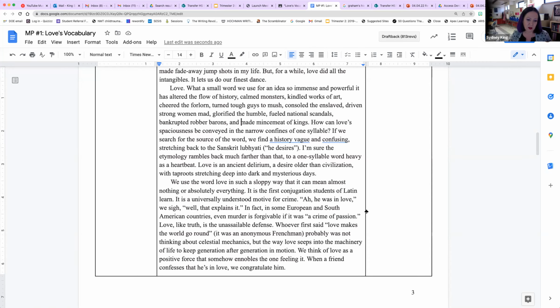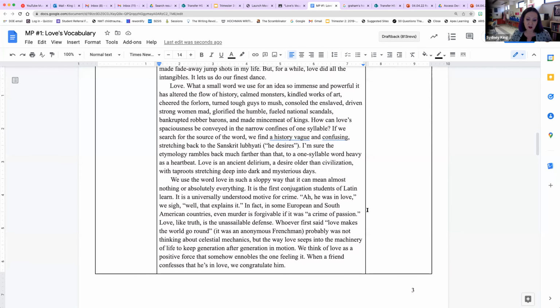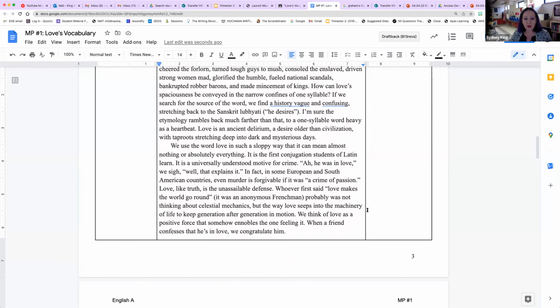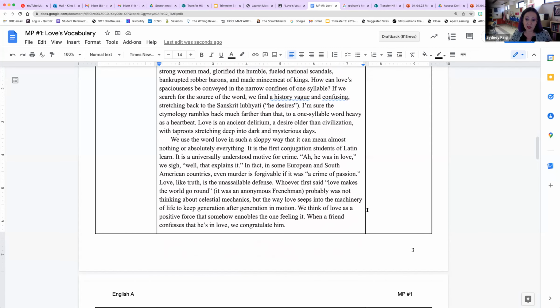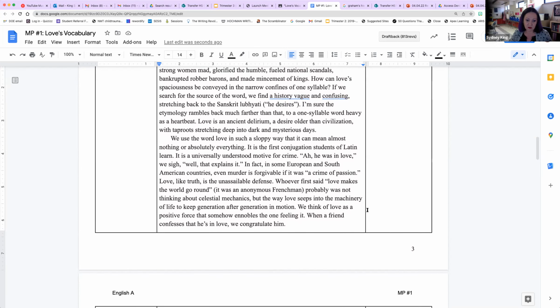I'm sure the etymology rambles back much farther than that to a one-syllable word heavy as a heartbeat. Love is an ancient delirium, a desire older than civilization, with taproot stretching deep into dark and mysterious days. We use the word love in such a sloppy way that it can mean almost nothing or absolutely everything.